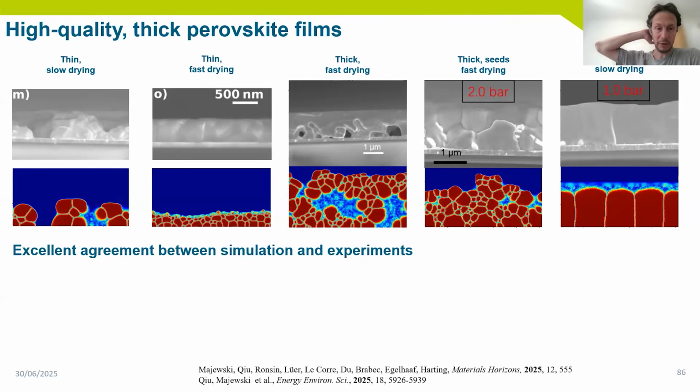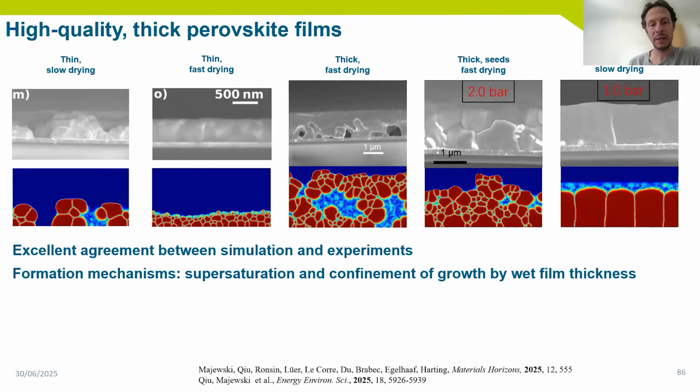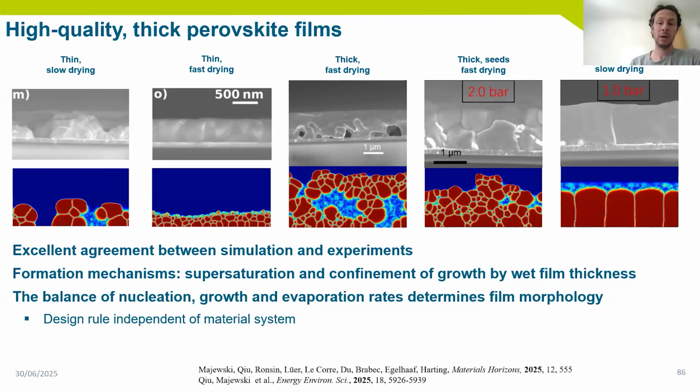I don't want to spend much time on this, but we quite nicely understand the formation mechanisms and the origin of the roughness and the pinholes. And at the end, generally, this is all about a balance between nucleation, growth, and evaporation. And this is what fixes the morphologies. And actually, we think this is independent of the material system, meaning independent of the perovskite type.